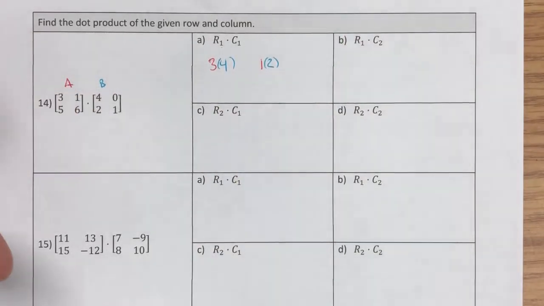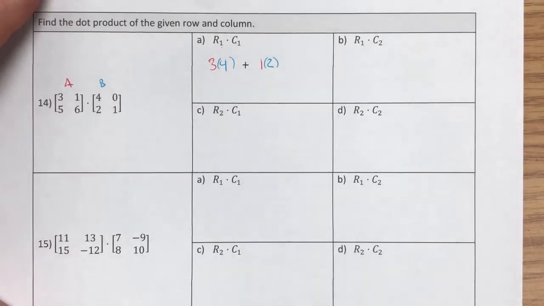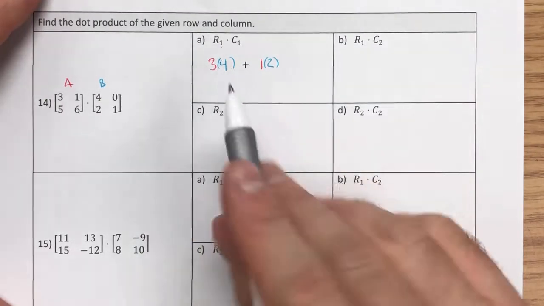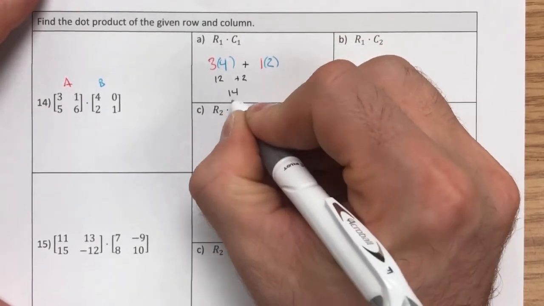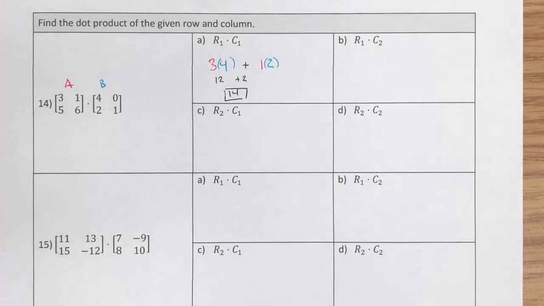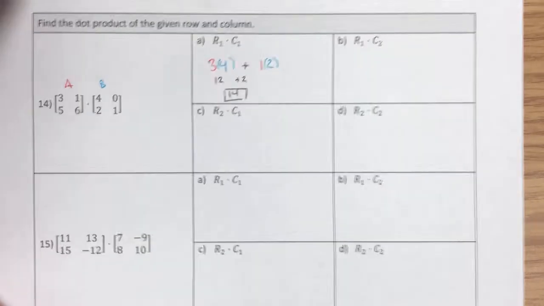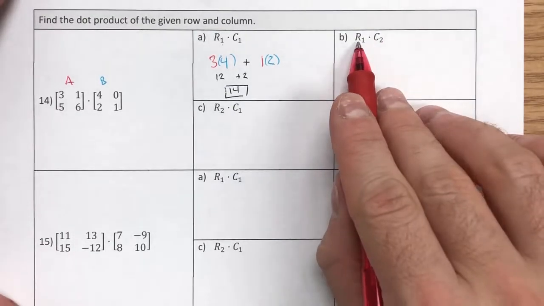So I'm going to multiply those together, and I'm going to sum it up. So what I have is a 3 by 4, which is going to be a 12, plus 2. The dot product of row 1, column 1 is going to be 14. Perfect.